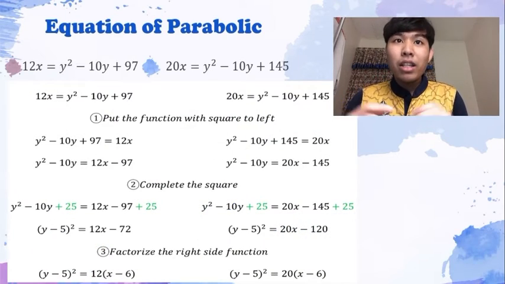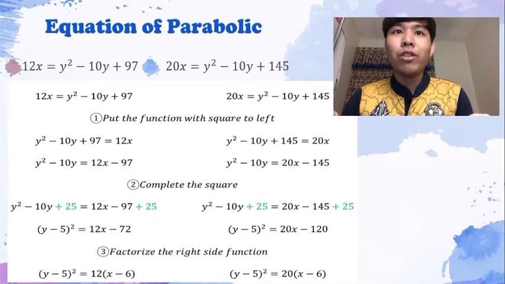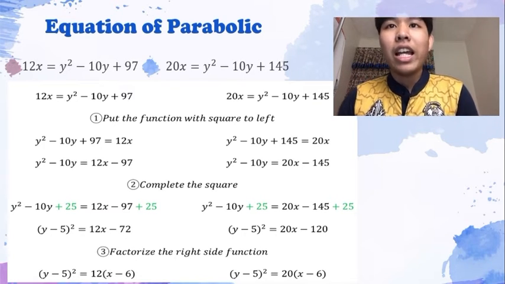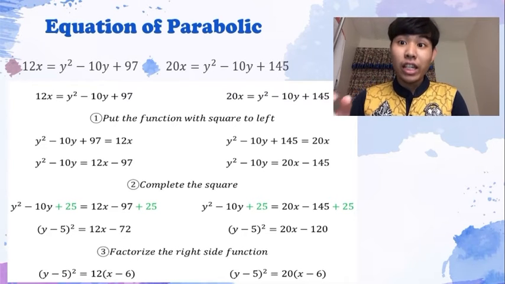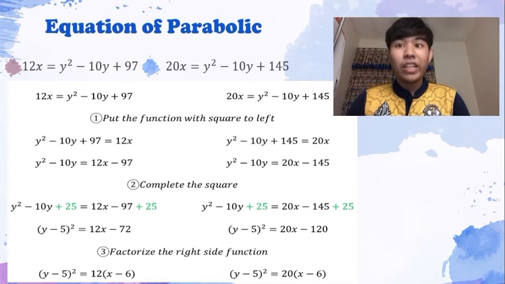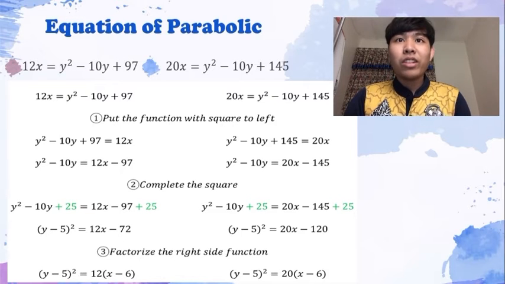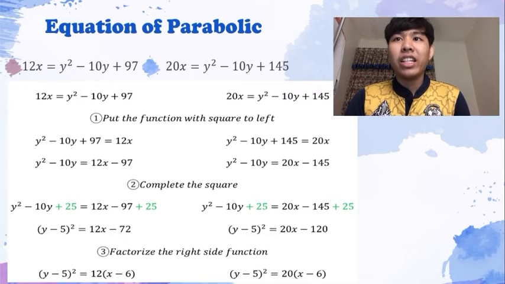So, based on the length given by the car manufacturer, the engineer has come out with two equations for the parabola. The equations are, firstly, 12x equals y squared minus 10y plus 97. The second equation, 20x equals y squared minus 10y plus 145. Okay. So the first step to sketch the parabola is to put it in the standard form of the parabola. What is the standard form? The standard form is the first formula that was mentioned earlier.